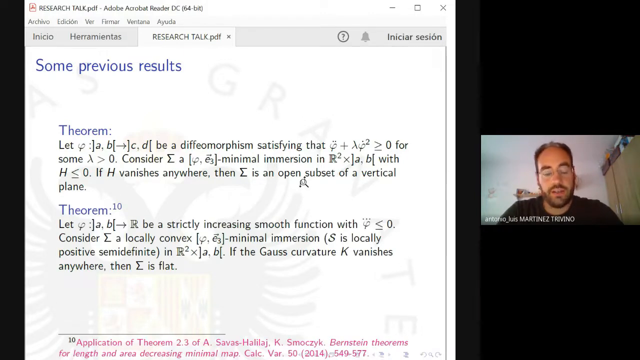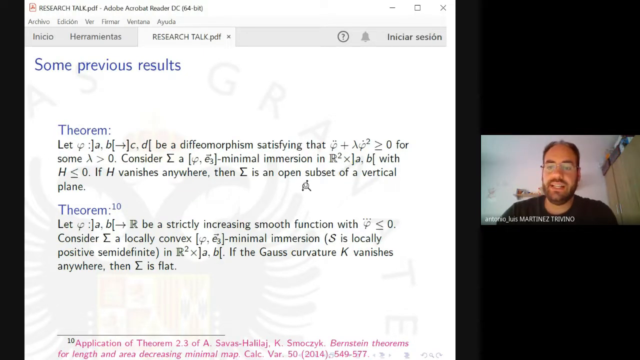On the other hand, thanks to a Hamilton maximum principle, and together with a result of Sava, Halila, and Smolsky, we recover a maximum principle for the Gauss curvature. Namely, when phi is a strictly increasing smooth function whose third derivative is not positive, and consider sigma a locally convex phi-minimal immersion, then we obtain that if the Gauss curvature vanishes anywhere, then sigma must be flat.